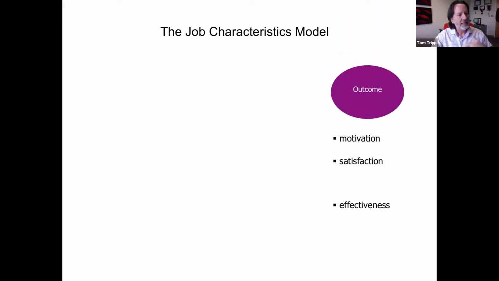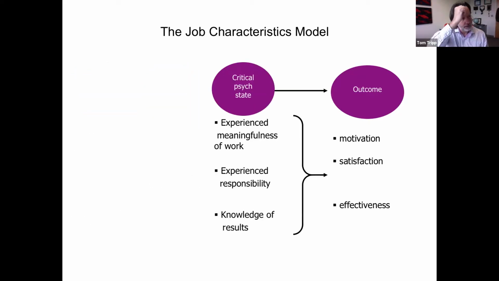So with the model, and it's received a bit of research support, it's trying to predict, well, one, motivation, but also workplace satisfaction and how effectively people do the job. So things that we're very concerned with in our students in our classes. What tends to lead to those outcomes is what's called a critical psychological state: that they experience the work as meaningful. They have a sense of responsibility, that's their job, not somebody else's, and they have knowledge of results. So they need to know how well they're doing.